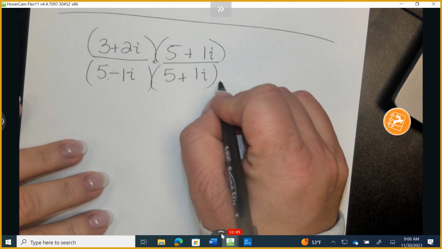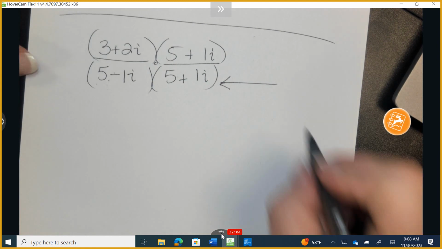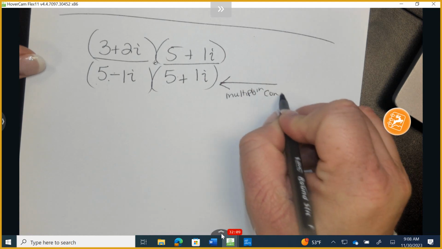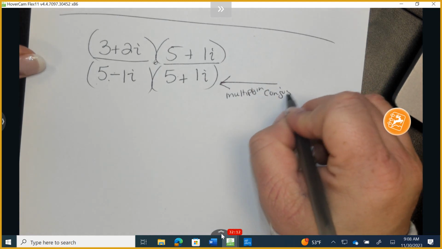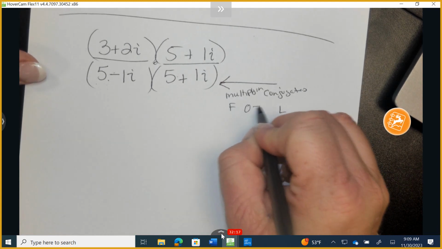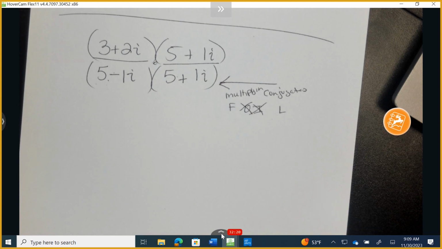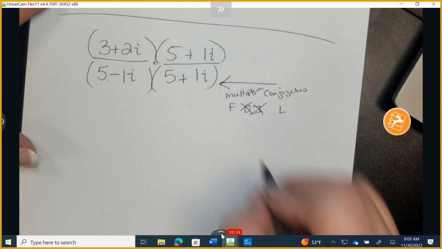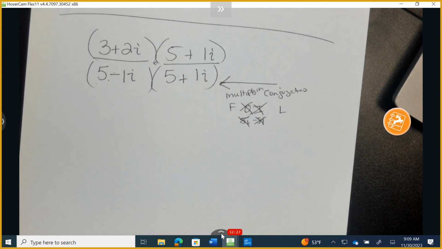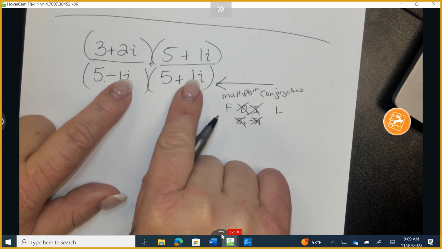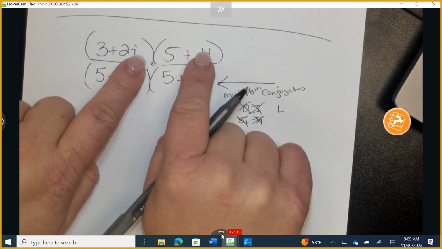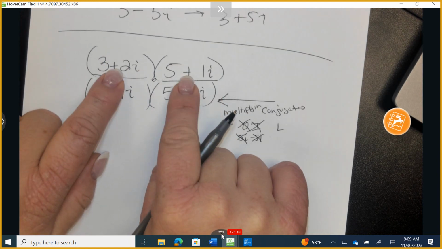Now, here's a shortcut. Please put a big arrow to the denominators. When you are multiplying conjugates, you only have to do the F and the L. The O and the I every single time will be additive inverses. That means they'll be directly opposite of one another. Like in this case, we'd have one would be 5i and one would be negative 5i. Every single time, think of them as wiping themselves out. When you're multiplying conjugates, you only have to do the F and the L. Now on top, these are not conjugates. Why? They're not exactly the same with the sign in between different.